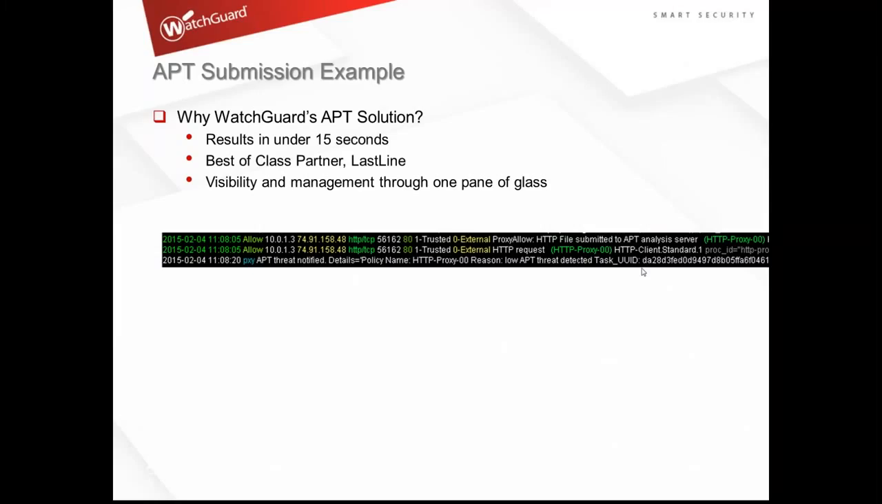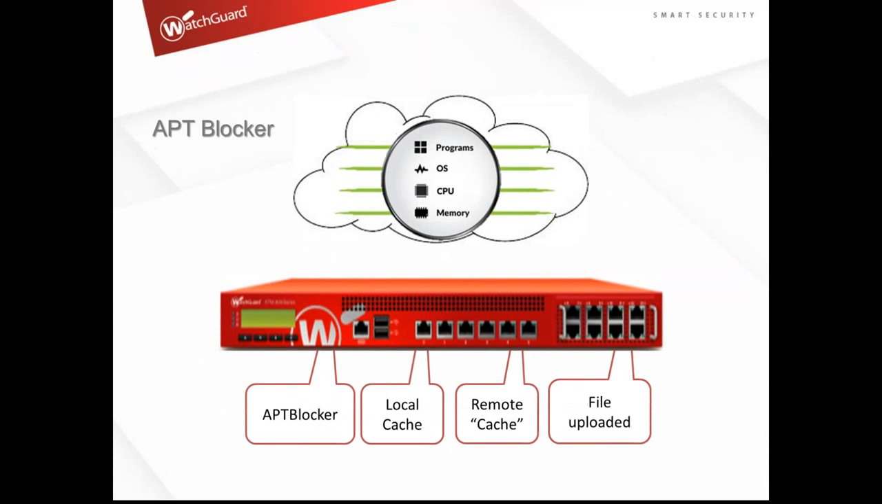So again, that speed of being able to find out what that file is doing, analyze that file, and deliver those results back. Again, we're giving you that visibility and management through one pane of glass. Either that's the visibility through Firebox System Manager or WatchGuard Dimension, which we'll cover as well, on seeing those threats. So that's a submission example. Now, as we look at the actual process of what's happening behind the scenes, let's talk about that for a few minutes.